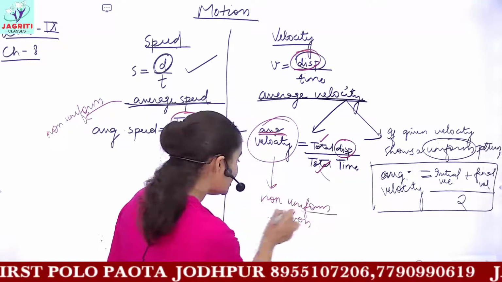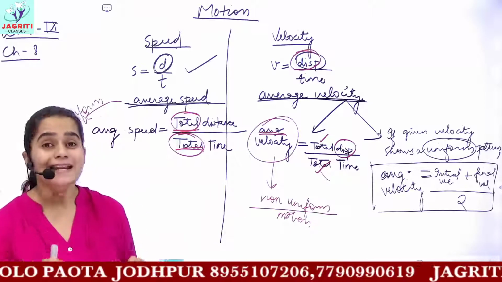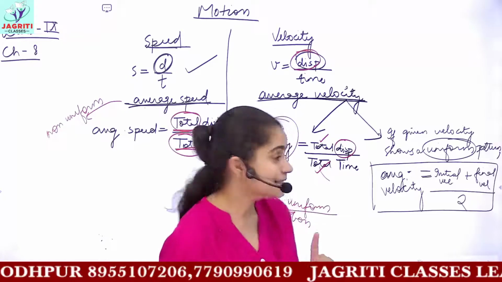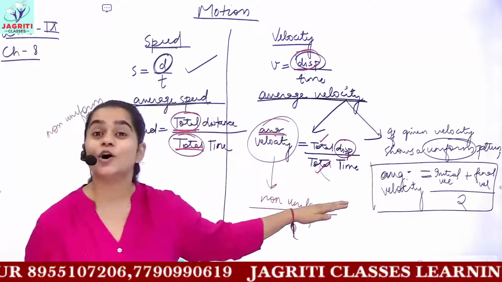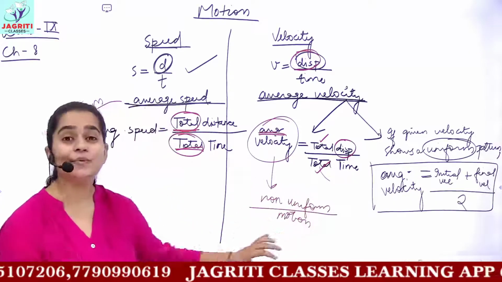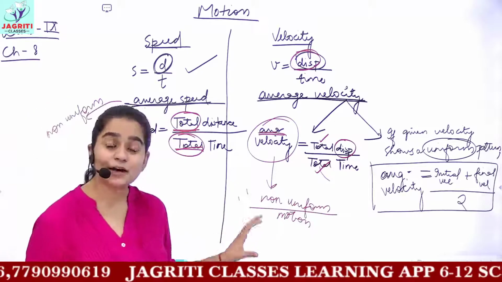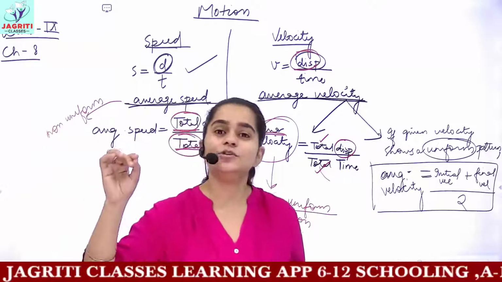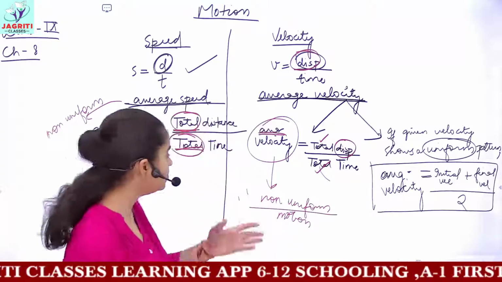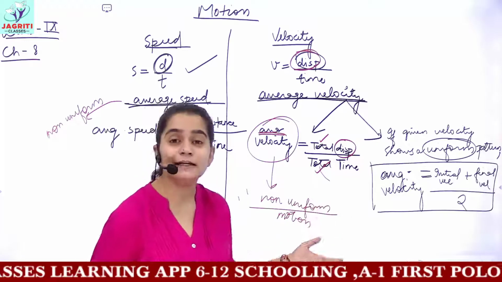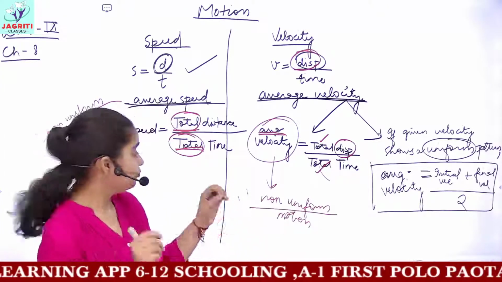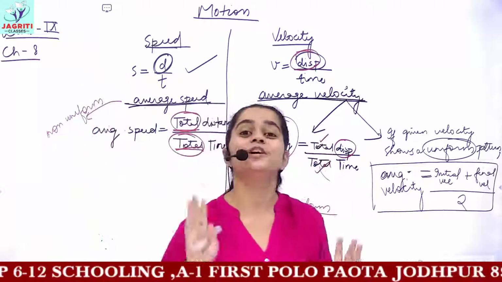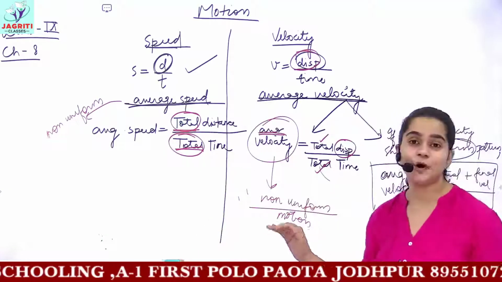And what do you mean by non-uniform motion? When any object covers unequal distance in equal intervals of time, such kind of motion is said to be non-uniform. And yes, you even may say that when an object covers equal distance in unequal intervals of time. You can use it with time also unequal, but generally we say that non-uniform motion done by an object is when an object covers unequal distance in equal intervals of time. This gives you non-uniform motion.